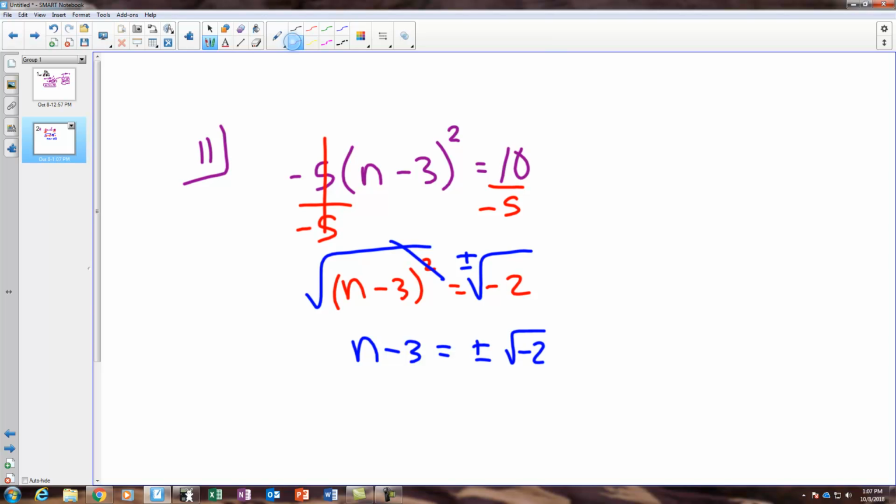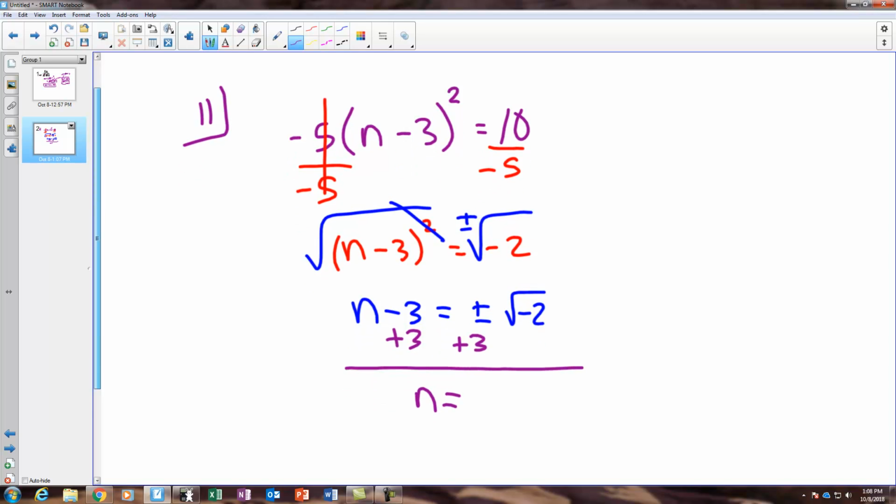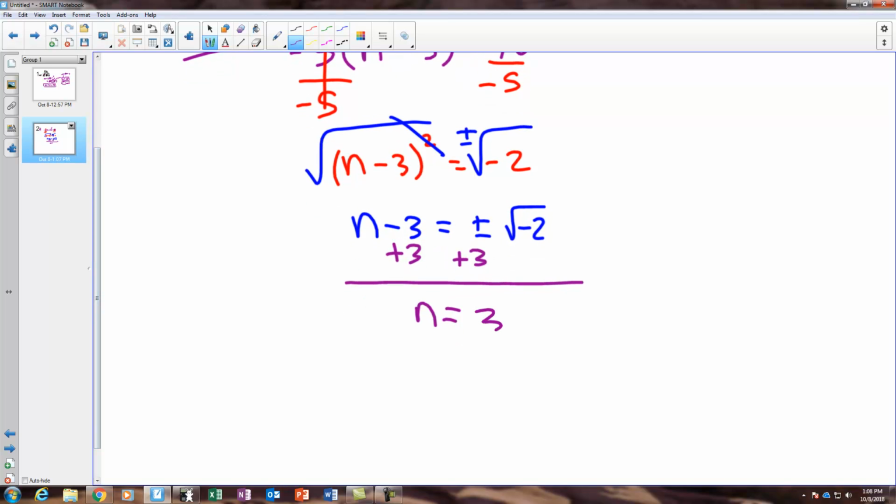Let's just keep working and then we'll come back and clean all this up later. I'm going to add 3. Now that 3 isn't really part of the square root, so it needs to be separated. So when I write my answer here, I'm going to write that n equals 3, and then I have my plus or minus the square root of -2. And this would pretty much be the answer, except that, again, we don't want that negative inside the square root.